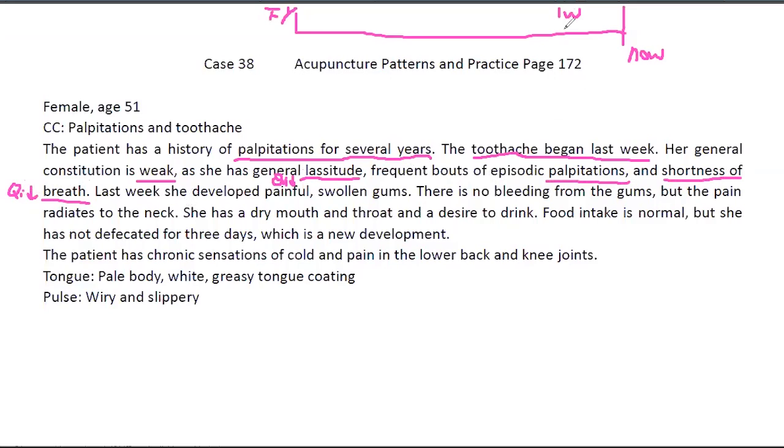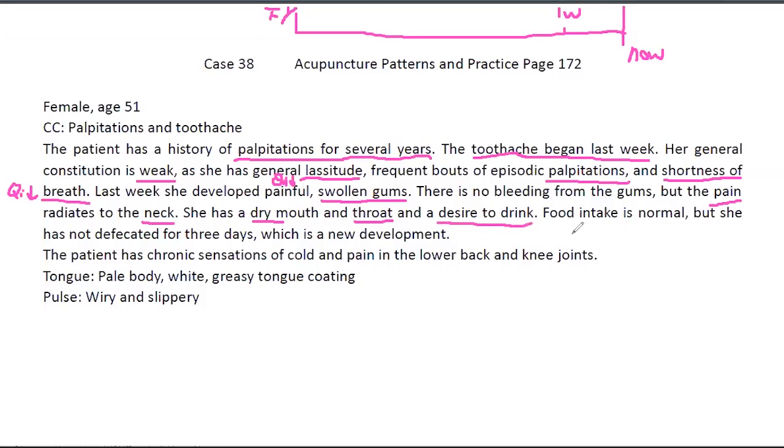And the last week, from here, the patient has a dry mouth and a dry throat. Last week, painful swollen gums developed. We say gums basically belong to the stomach. No bleeding, basically swollen, no bleeding, but painful, radiating to the neck. It is more severe, and the dry mouth is so dry that the patient wants to drink.